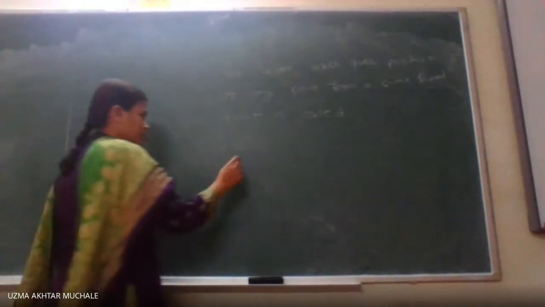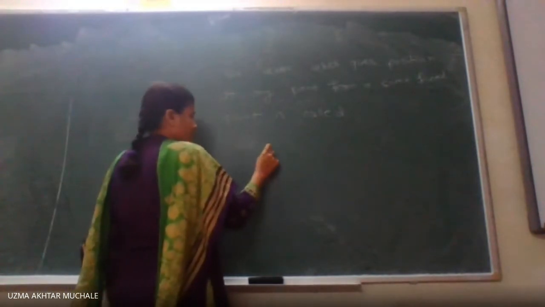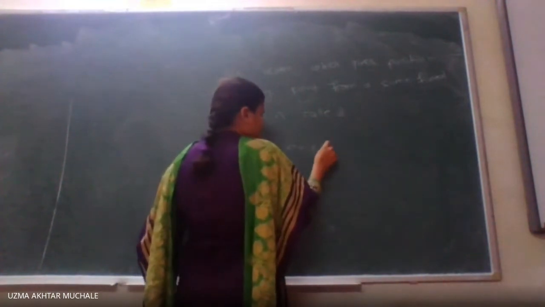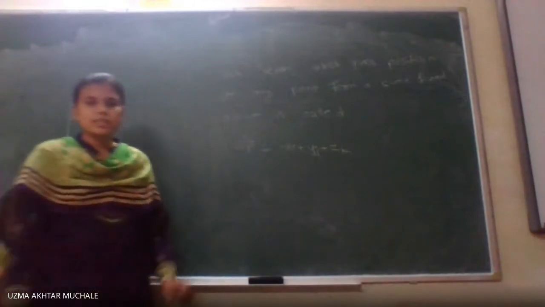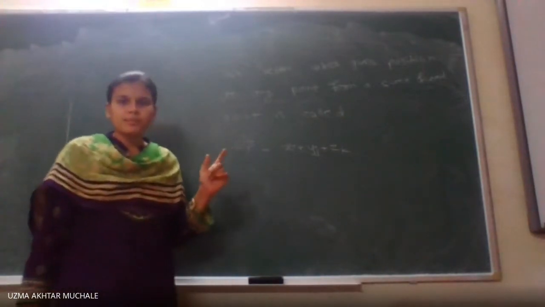In the last lecture, we discussed how we are going to denote it: r bar is equal to xi plus yj plus zk. What are i, j, k? These are the unit vectors in the direction of the x, y, and z axis.